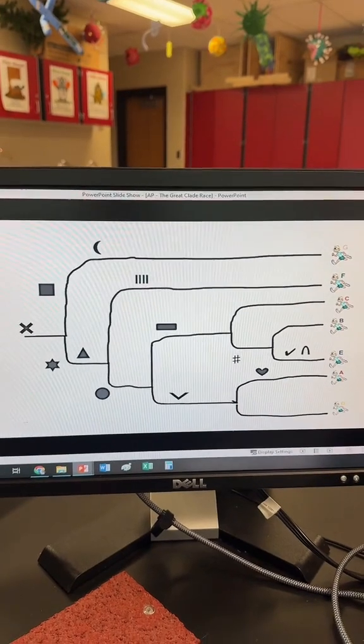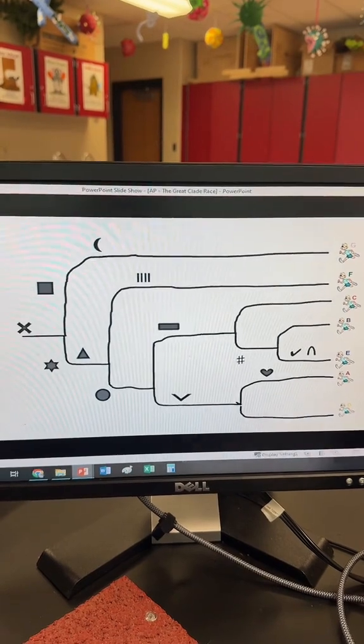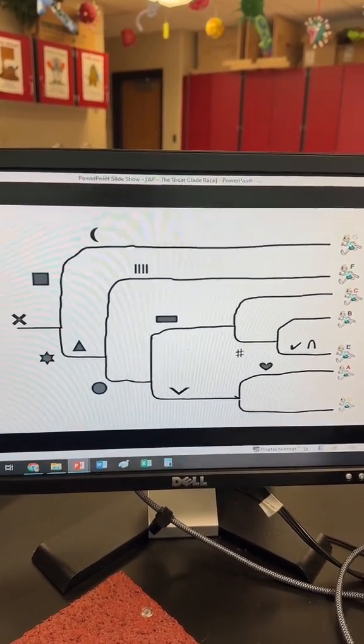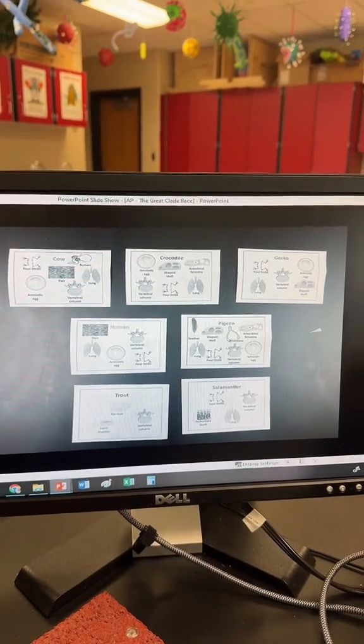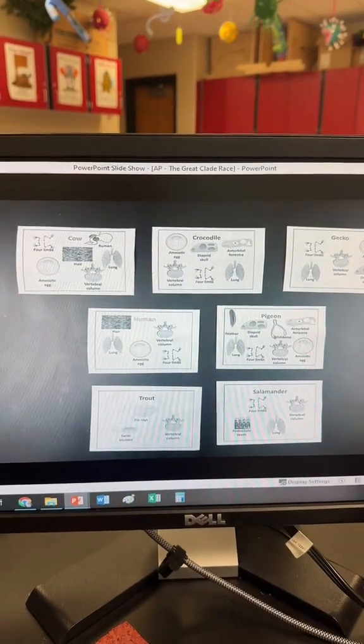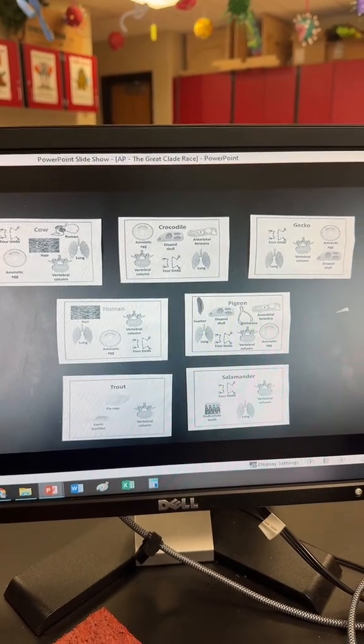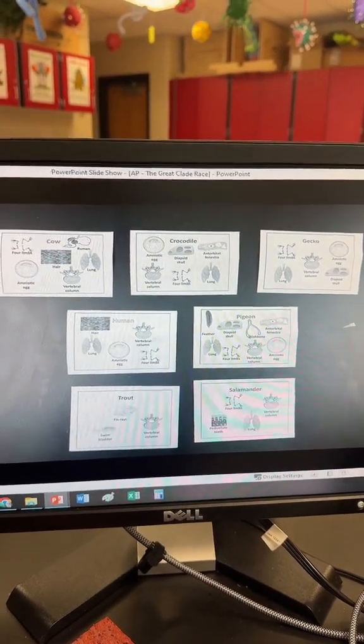I then show the correct answer for the map and explain that their maps could look a little bit different based on how they organize where the runners went. We then make the analogy of the race to cladograms and the checkpoints to adaptations. These adaptations are then going to be used on a different map where the students are going to use the adaptations to figure out what the cladogram looks like.